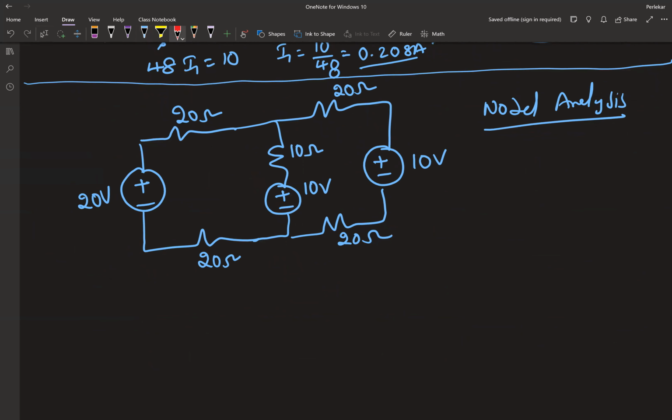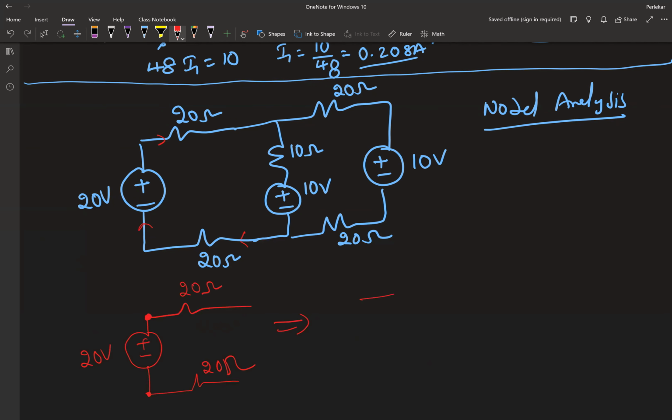So far we learned that the current passing these 3 elements is the same. Everyone agree? Yes. So can I say these 3 are in series? The 20 ohm, the 20-volt battery, and this 20 ohm, everything is in series because the same current passes through them, and there is only one element at each node.